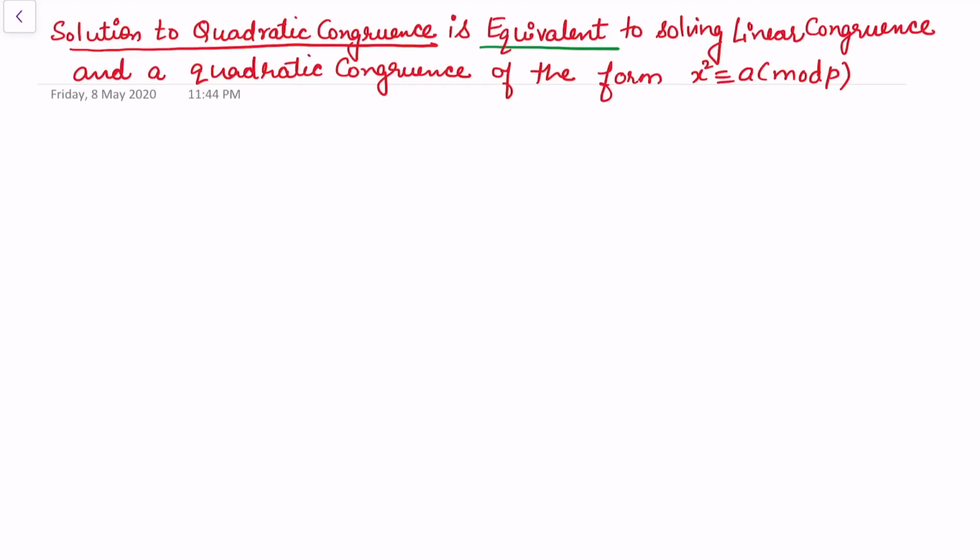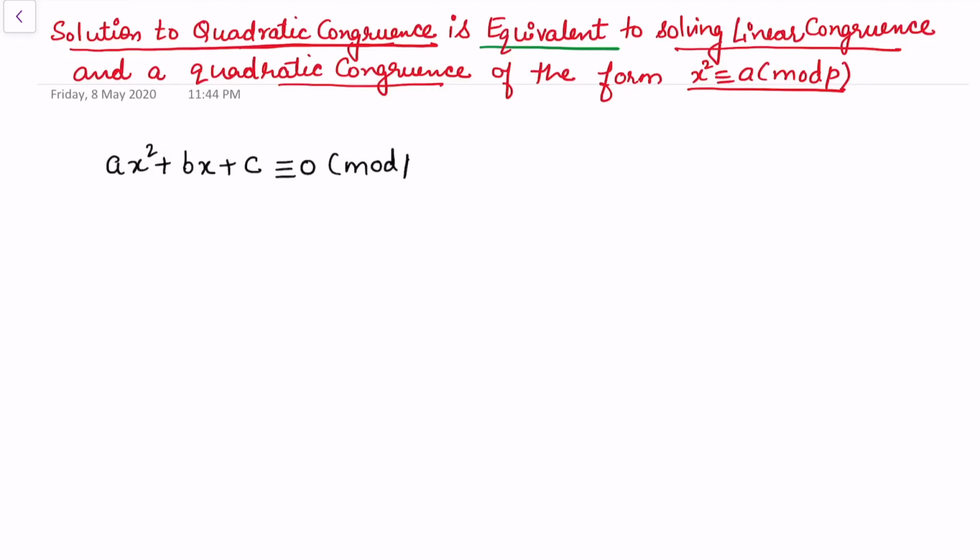In this video we'll be learning that solving a quadratic congruence is equivalent to solving a linear congruence. Here I want to solve a quadratic congruence of this type. Let us take a general quadratic congruence, ax square plus bx plus c congruent to 0 modulo p. And when I say that this is the most general quadratic congruence, here a should not be congruent to 0 modulo p.